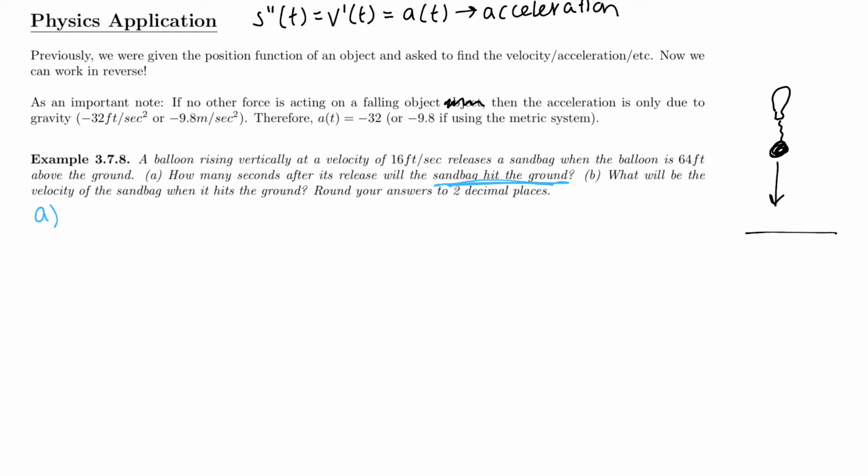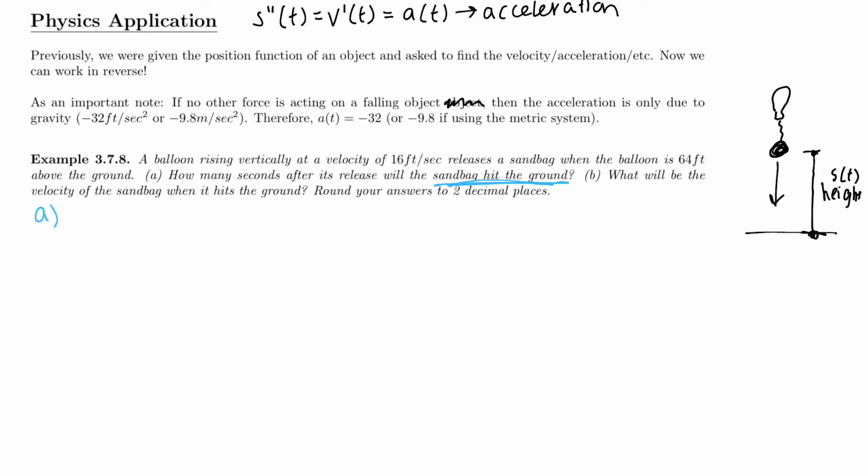And we're dropping this. What the position function is going to mean for us in this case is probably something to do with the height above the ground. That's our position. So our position function here won't be talking about horizontal distance. Our position function here is really talking about the height above the ground. Here we're up here at 64 feet when the bag is released.